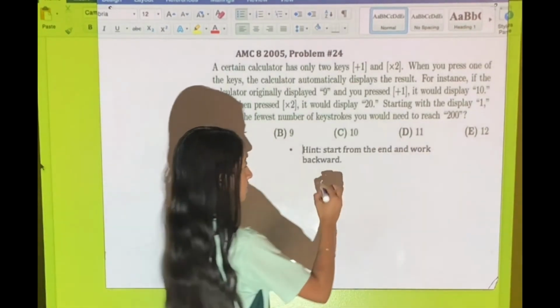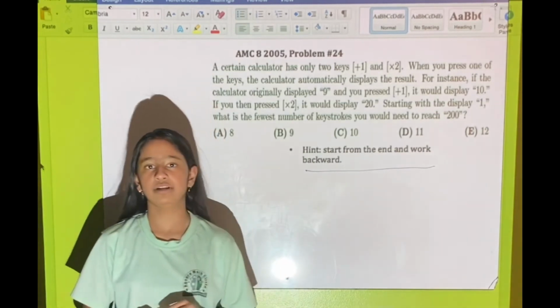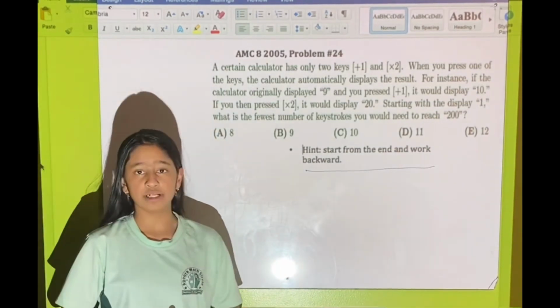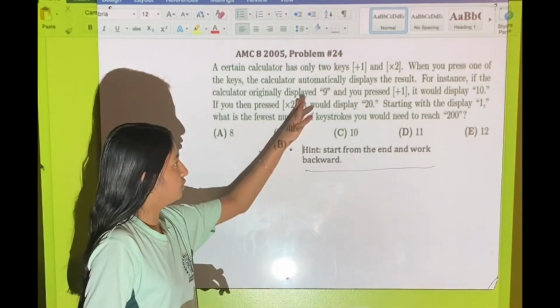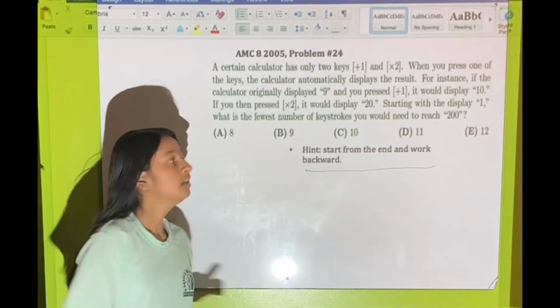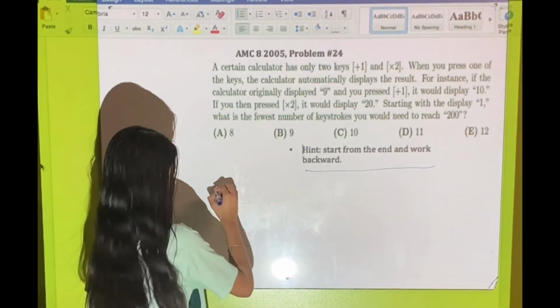Hint: start from the end and work backward. So we're going to work backward. But to work backward, we're going to need to put these backward or opposite. So the opposite of +1 is -1.